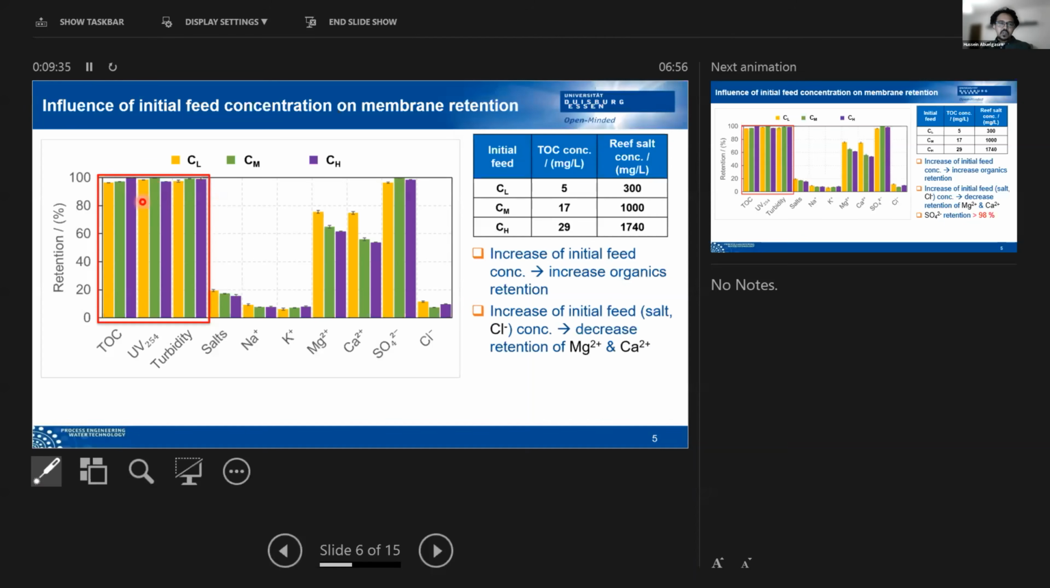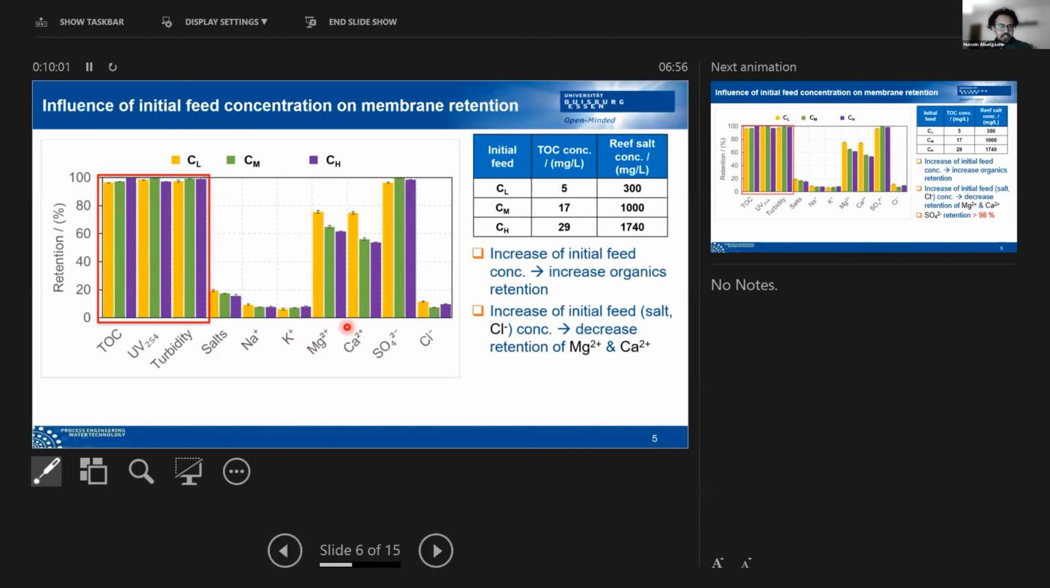If we look at the salts, the retention measured in terms of conductivity is mainly 20%, because, as I said, it is mainly sodium chloride. Also, when we go deeper and look at the monovalent cations, sodium and potassium, we know that the retention is in the range of 10% under these conditions.